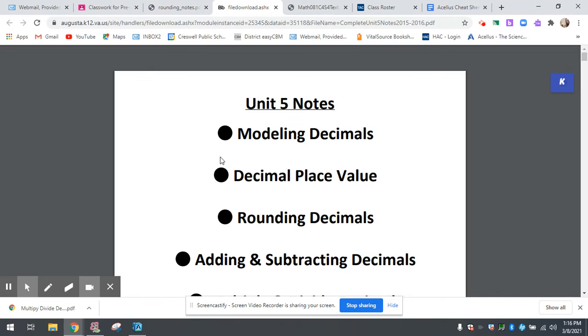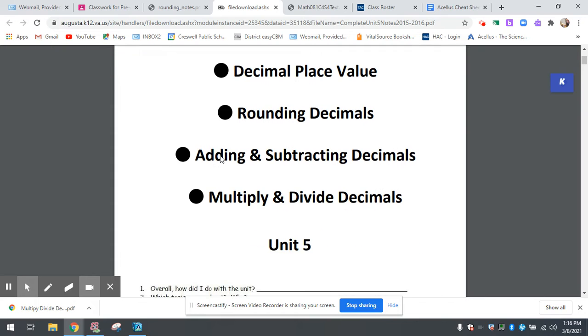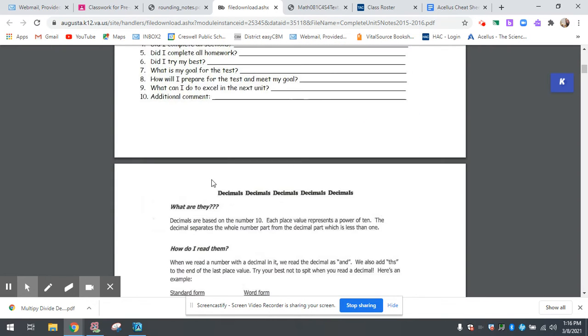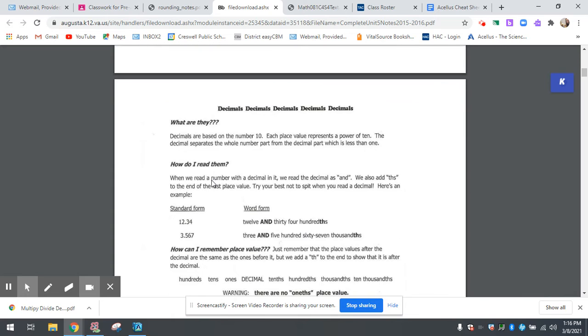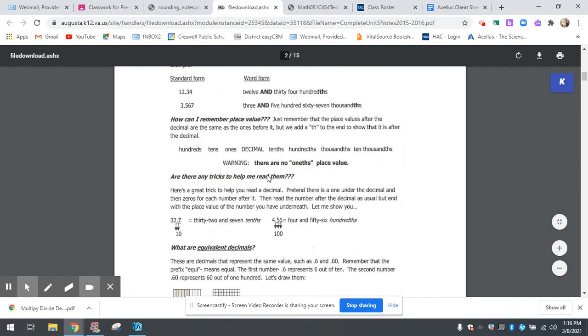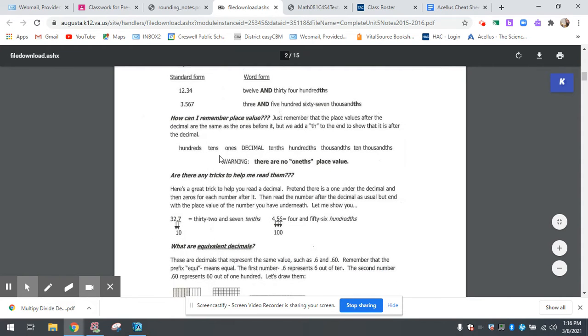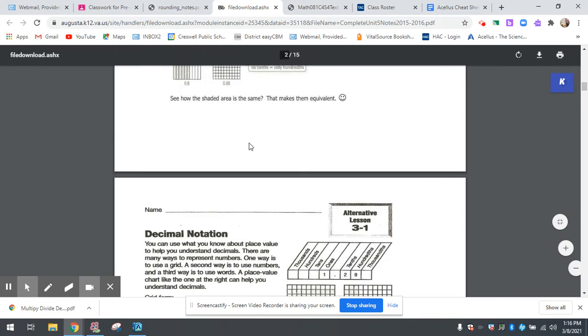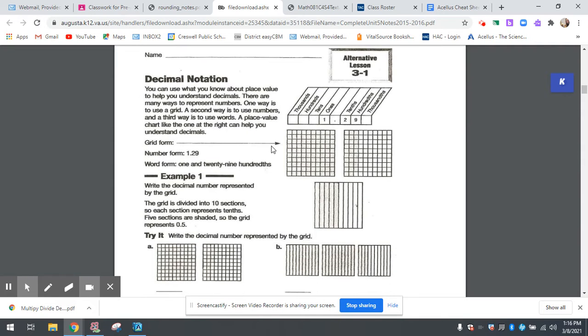The next one I have is decimal value and rounding decimals. You can ignore the questions that you would have to answer, but here they have some explanations of how you read decimals, how you remember place value, which the other one talks about, and then tricks to help you read them. And it's got these cool charts.